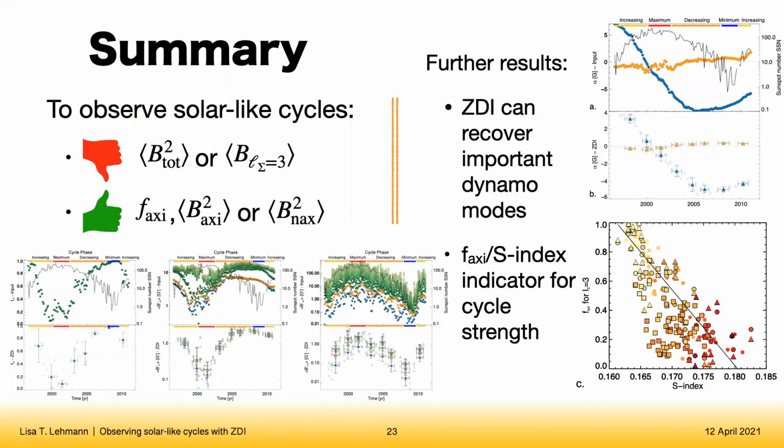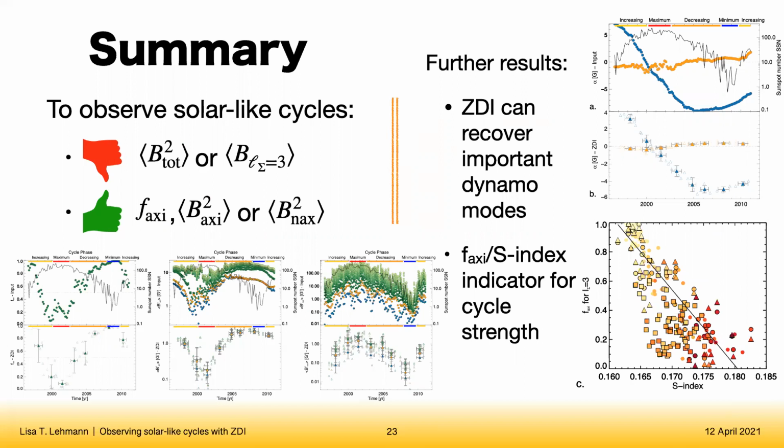So to summarize, we recommend if you want to observe solar-like cycles, don't use the total magnetic energy or the average field, really check the axisymmetric fraction and the axisymmetric and non-axisymmetric energy.